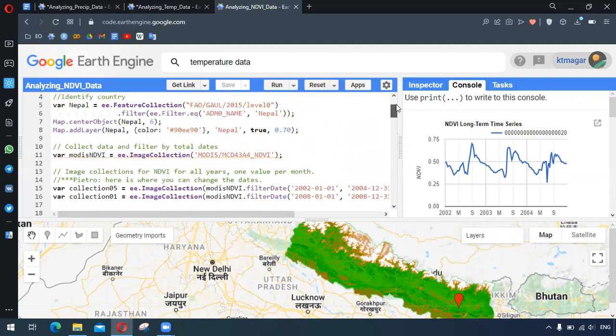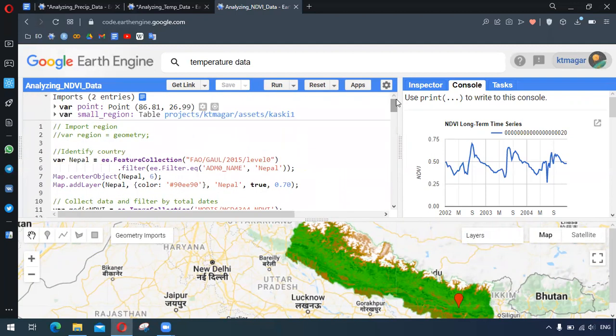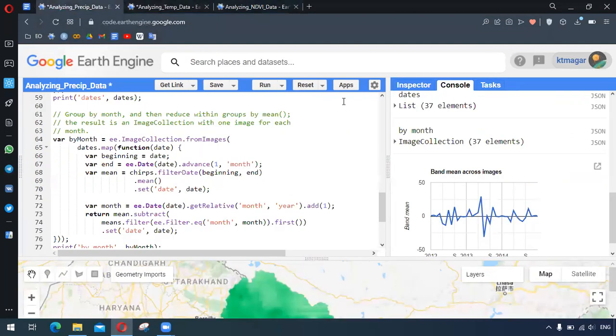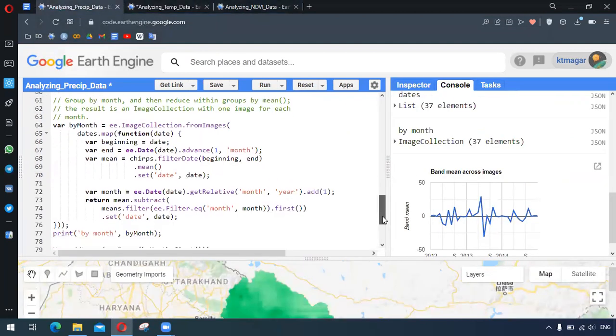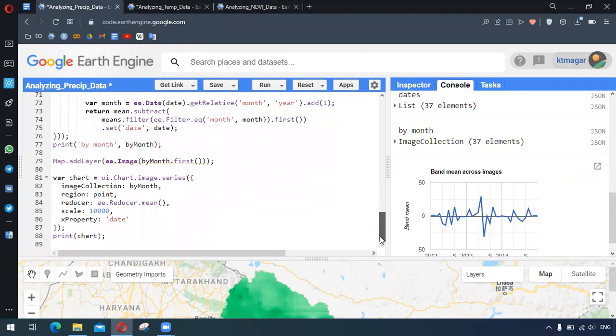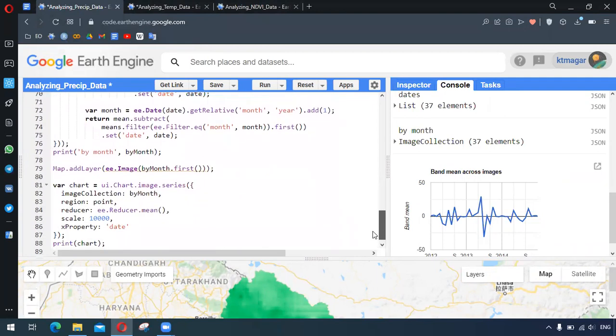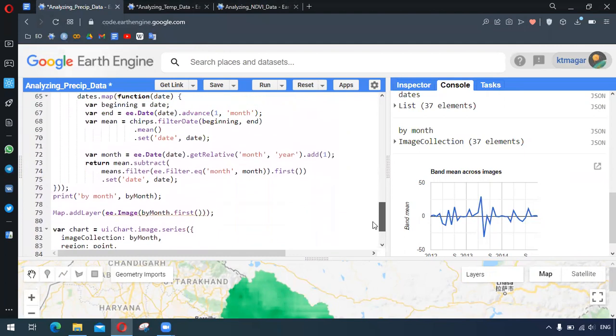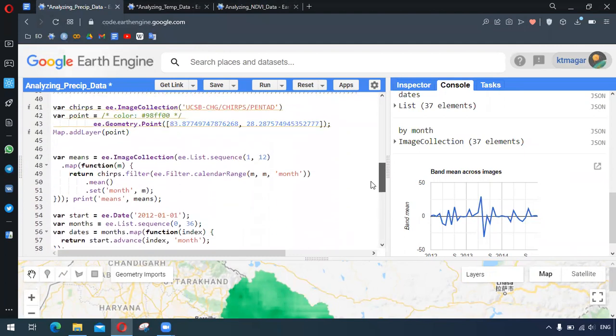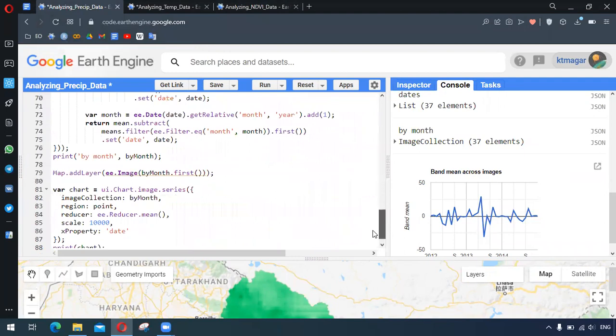So in this video, we tried to quickly go through three different data sets. We tried to learn about the precipitation data, the temperature data, and NDVI data. And in the codes, we basically tried to generate the charts, and also looked at the generation of monthly images. So I hope this was helpful.